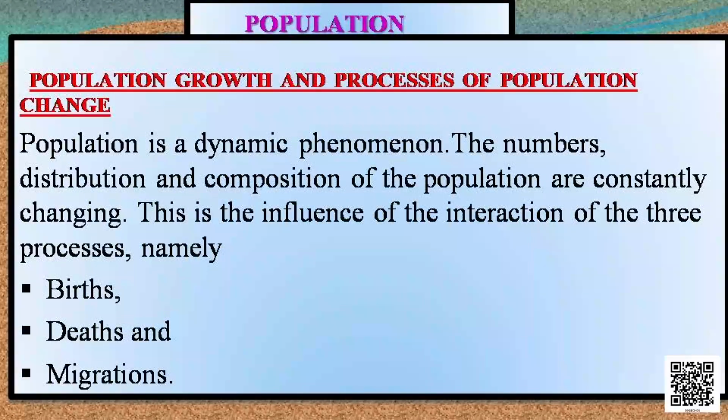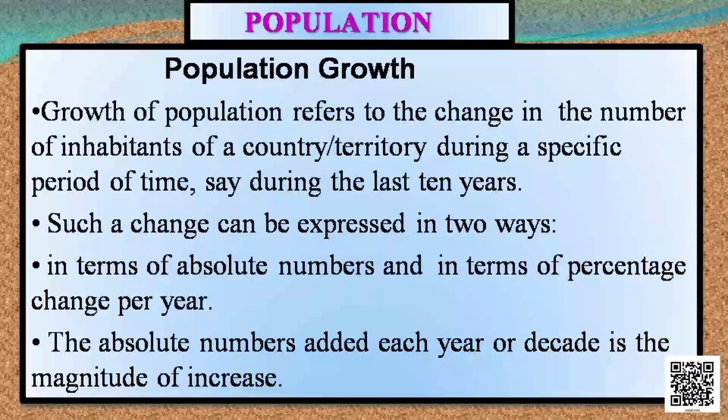Population is a dynamic phenomenon. The number, the distribution and the composition of the population are constantly changing, and this change is influenced by the interaction of three important processes, namely birth, death and migration. What is population growth? It means change in the number of the population of a country or a region during a particular period of time. That is called population growth.